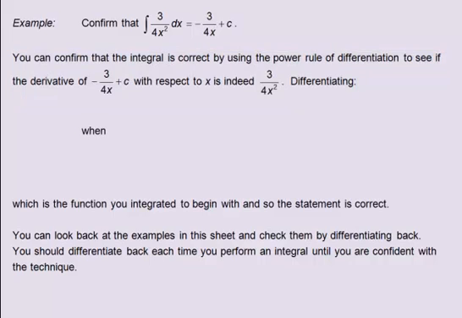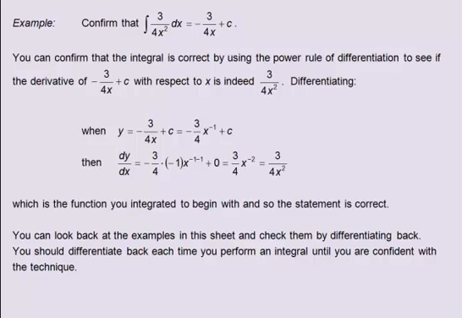Differentiating when y equals minus 3 over 4x plus c, which equals minus 3 over 4 multiplied by x to the minus 1 plus c, then dy by dx equals minus 3 over 4 multiplied by minus 1 multiplied by x to the power minus 1 using the power rule for differentiation, plus 0, which is the derivative of the constant c, equals 3 over 4 multiplied by x to the minus 2, which equals 3 over 4x squared, which is the function you integrated to begin with, and so the statement is correct.